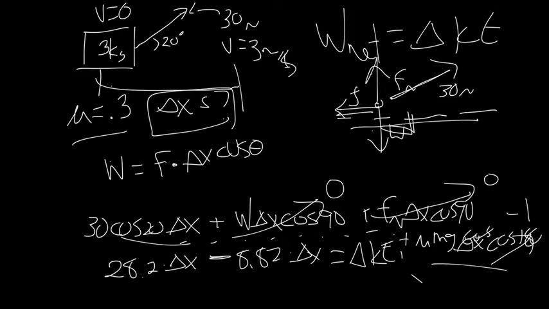So once we simplify that, we get 28.2 times delta x minus 8.82 is equal to the total work, which is equal to the change in kinetic energy. So we're going to say 19.4 times delta x is equal to the change in kinetic energy, which would be 1/2 times the mass of 3 kilograms times 3 meters per second squared, minus 0 squared. And then we can go ahead and solve this to find displacement.